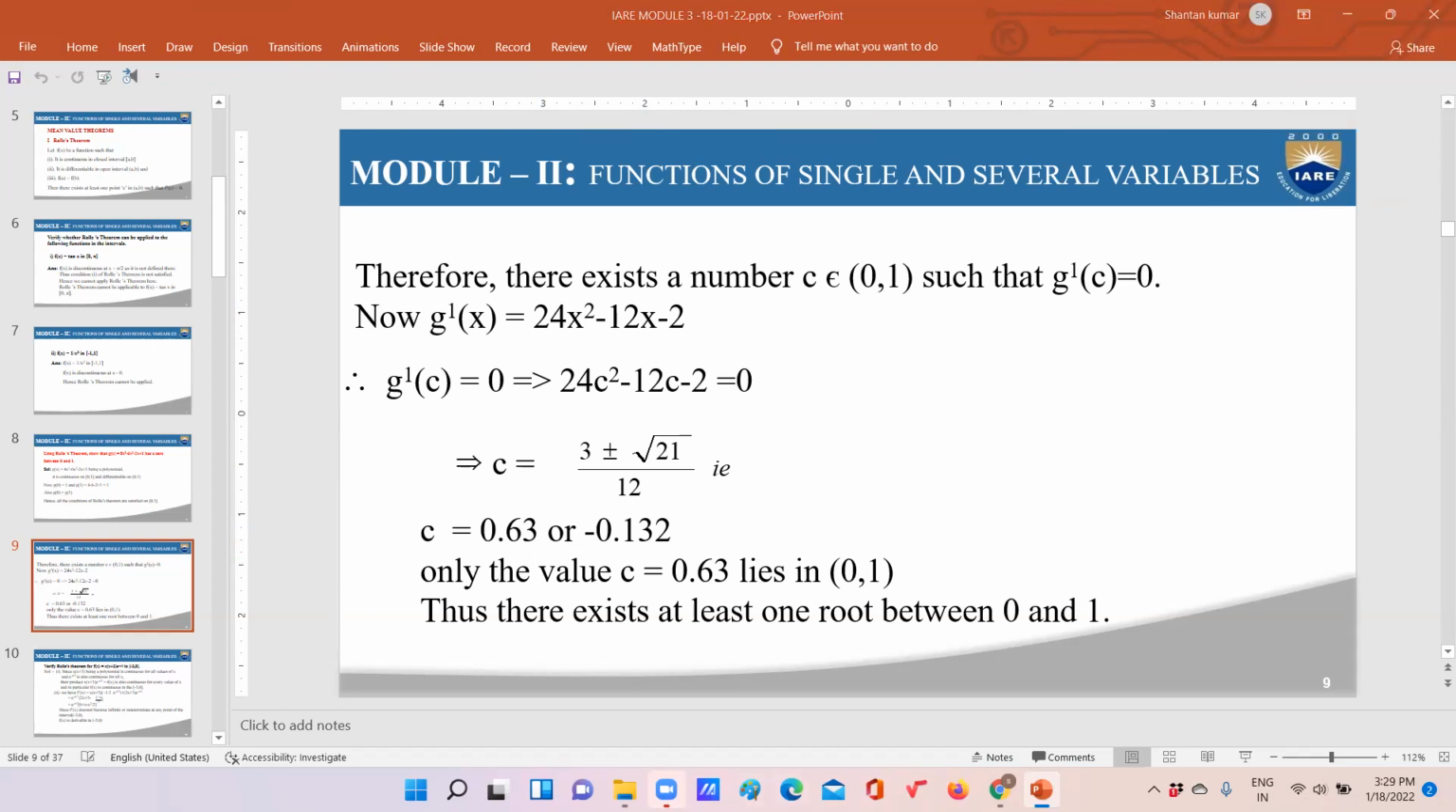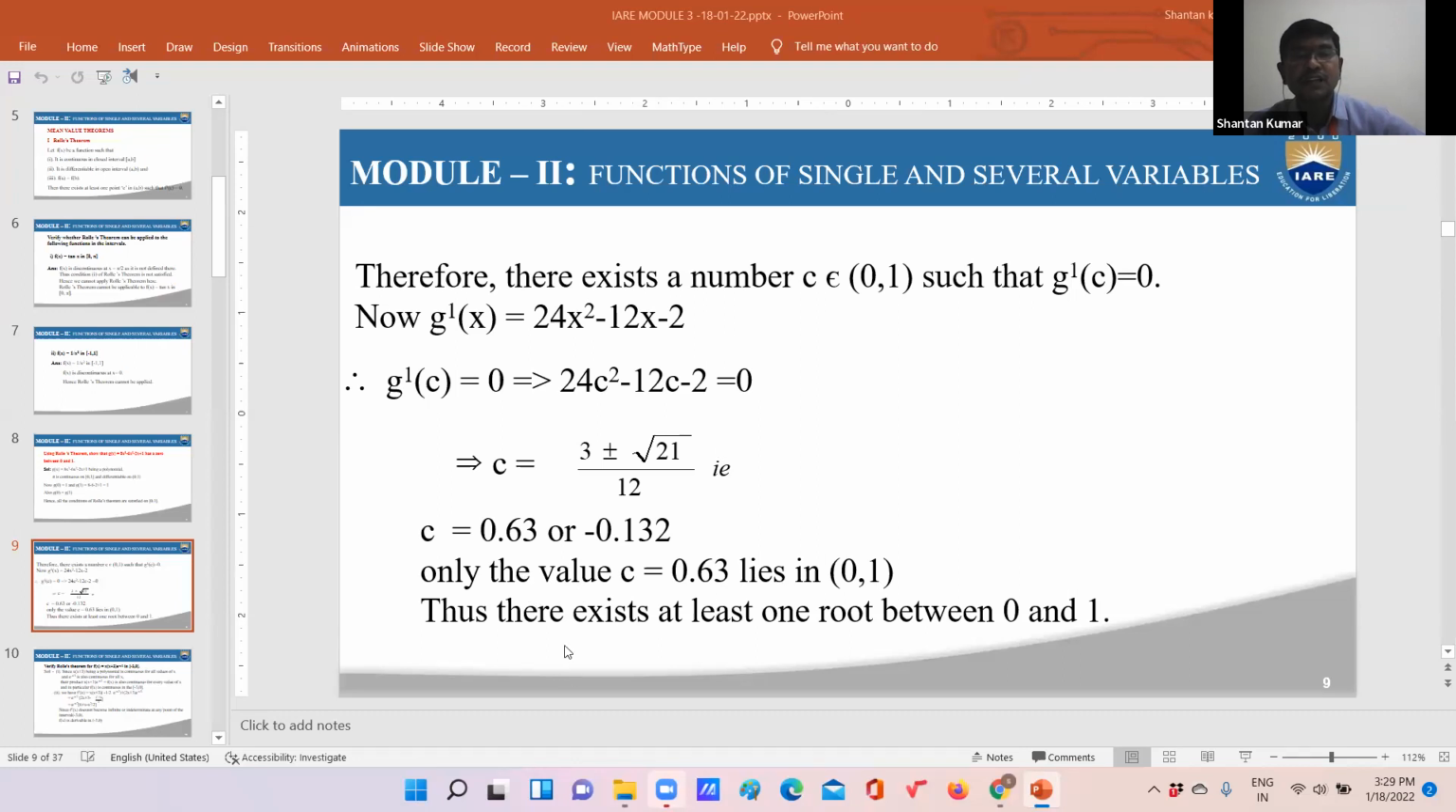Ma? 0.63, sir. 0.63 only. Why? Because according to the interval 0, 1, only positive values you will consider. Here it is minus 0.132, a negative value. It is not required to satisfy in the given interval.